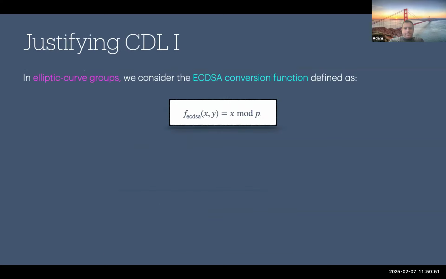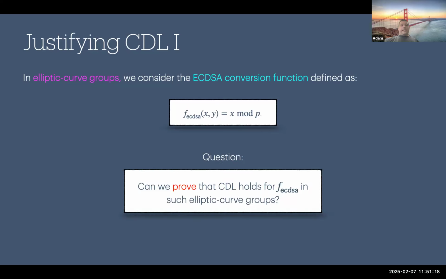Okay, cool. So now we want to move to studying the underlying assumptions. We want to give some justification for why CDL is a valid assumption. For the rest of the talk, we consider a specific F, which is the ECDSA conversion function. If you don't know ECDSA, it doesn't matter. This is the function that they use. The question is, can we prove CDL holds for F ECDSA in, say, your favorite elliptic curve group, like twisted Edwards curves or something like that?